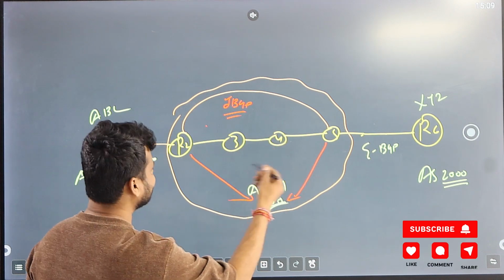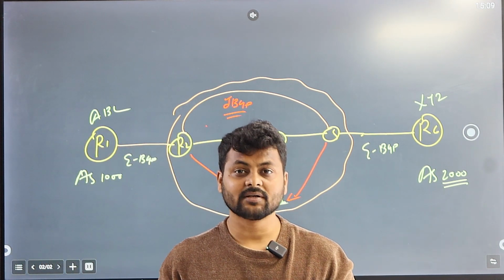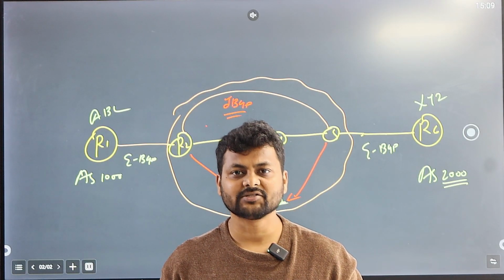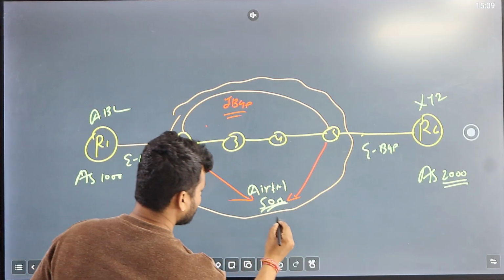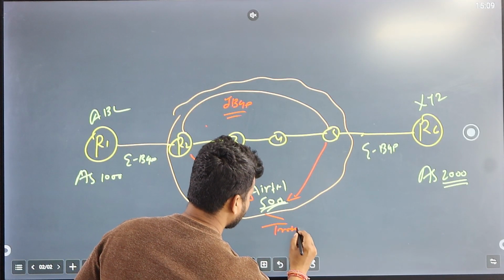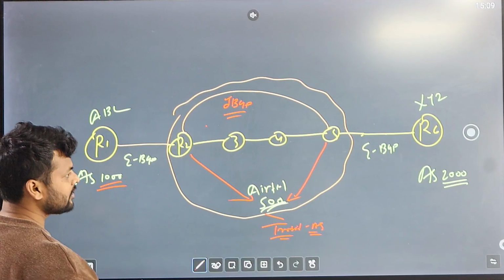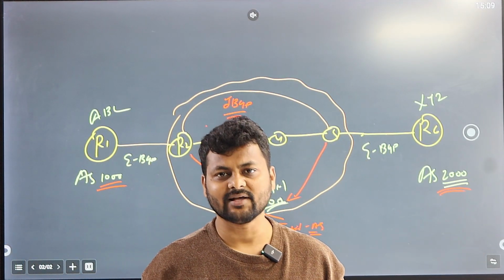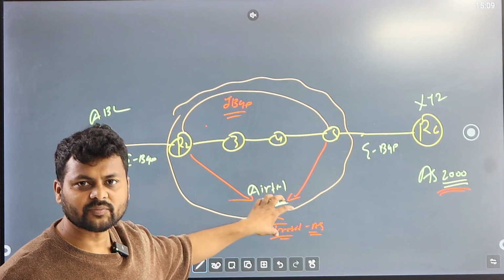Now one difference: for IBGP neighborship, it is always recommended that you configure it in the transit AS. So this AS number 500 behaves like a transit AS. AS number 1000 and AS number 2000 we cannot call transit AS; we call them stub AS, but this one is the transit AS.